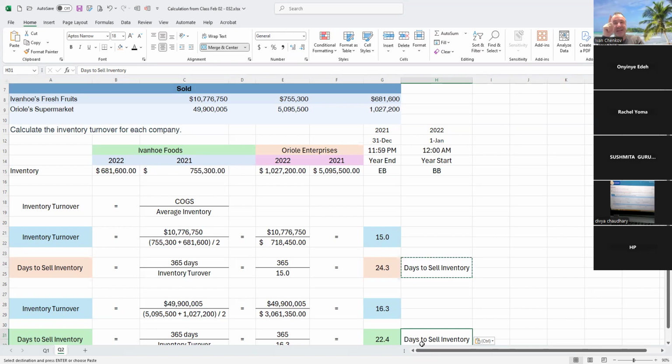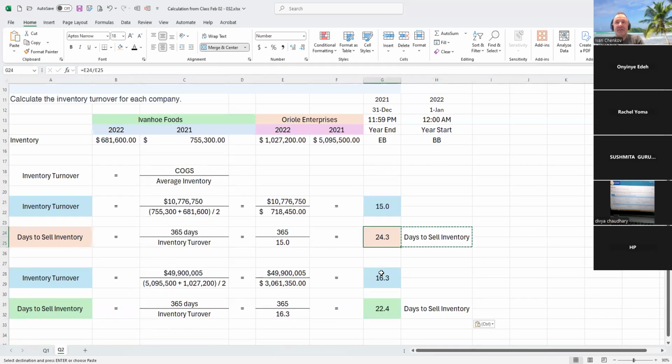So that's where I want you to be. Once you see the business, think: is this a good number? You calculate the number, then tell me, is that a good number? If I'm in the bakery business with 24.3 days, would you buy my cake? No, never, because it needs to be sold fresh. How about if I'm in the fresh flower business? Would you buy my flowers? No, unless they are dry flowers.